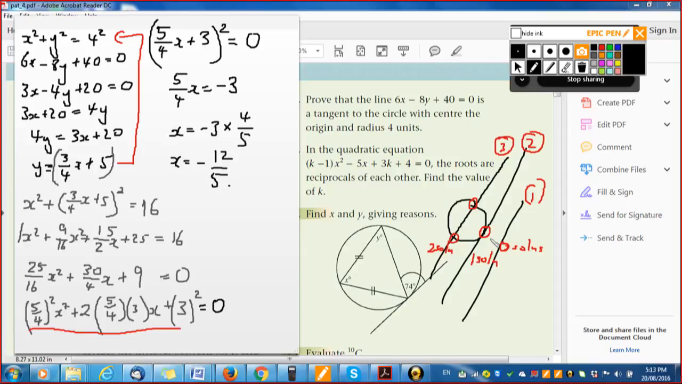Does that make sense? If it's not a tangent, it'll have either no solutions, which is situation 1, or we'll have 2 solutions, which is situation number 3. Got it?